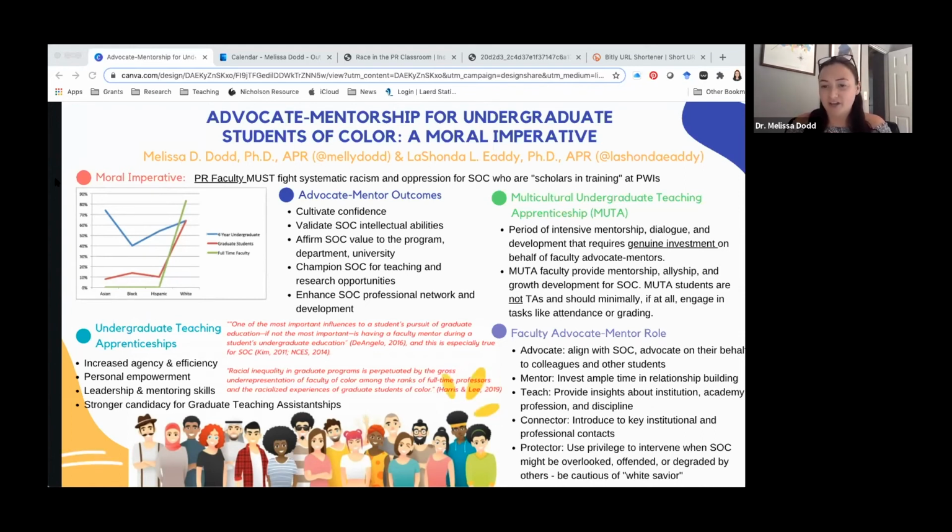We are compelled to action to mentor and to increase the number of graduate students of color, and therefore we hope faculty of color in the academy, especially in the public relations discipline where we face our own issues with diversity both in the profession and the academy. And so I probably don't need to tell you this or even show you this, but if you look at the table included on the poster, the statistics there are just staggering.